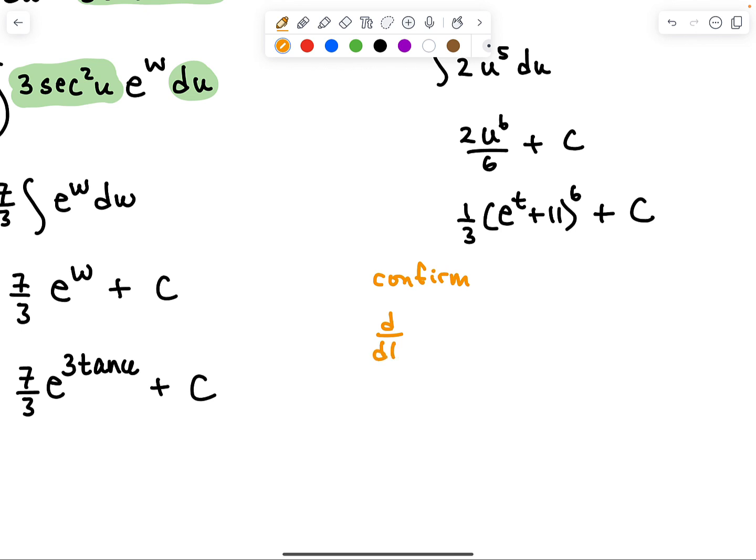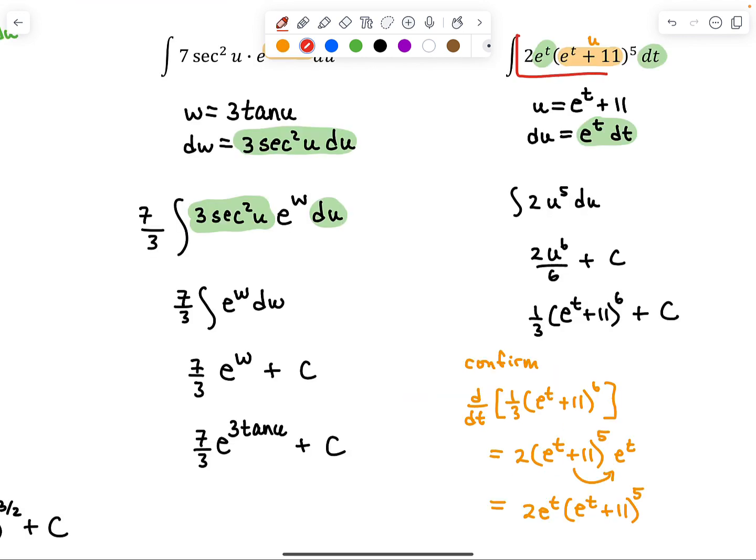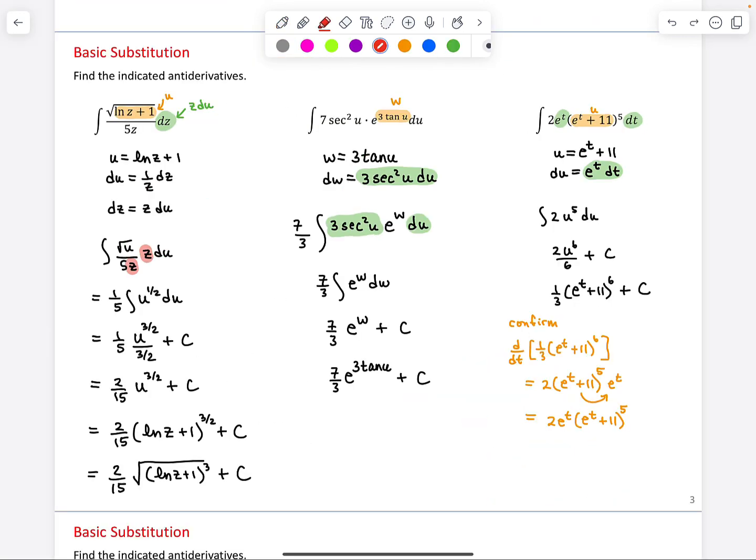So the derivative with respect to t of this function. So we're going to use the generalized power rule. The 6 will multiply to the 1/3, giving us a 2. The base gets rewritten. The power drops from 6 to 5. And then the chain rule, we multiply by the derivative of the inside, which is just e to the t. And so you could rewrite this derivative as 2e to the t times e to the t plus 11 all raised to the 5th, which perfectly matches our original integrand. Okay, let's move on.